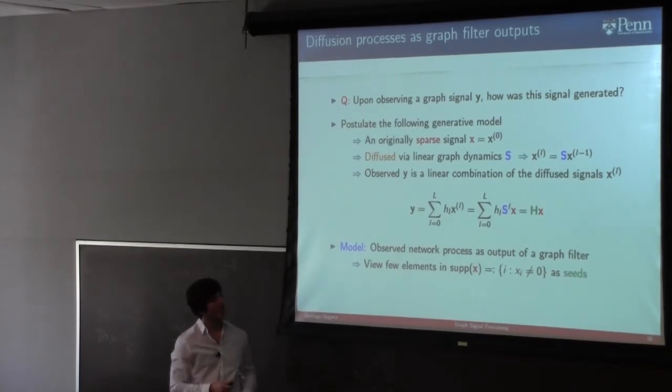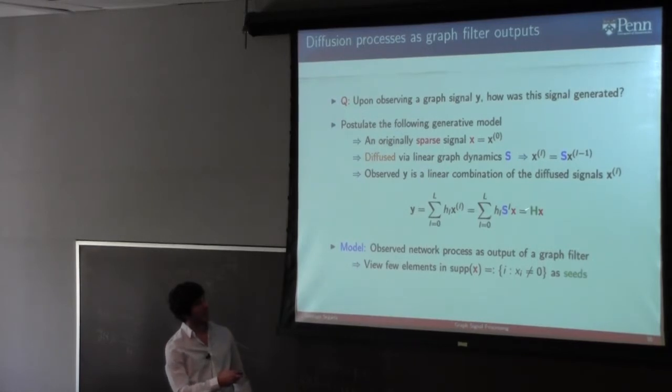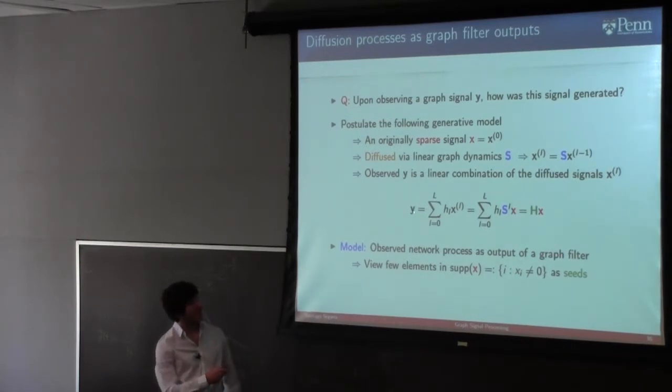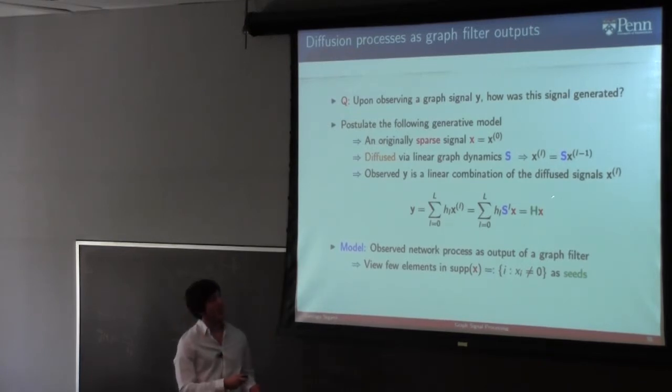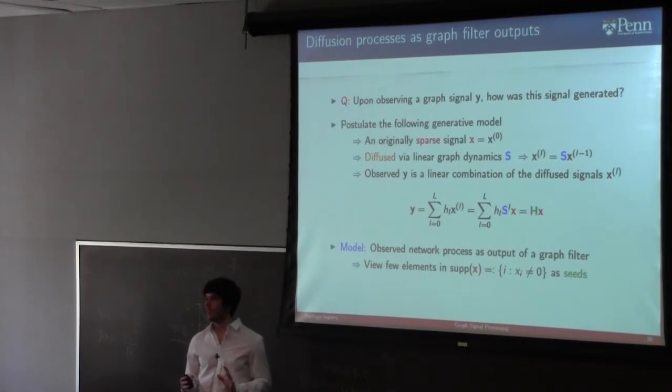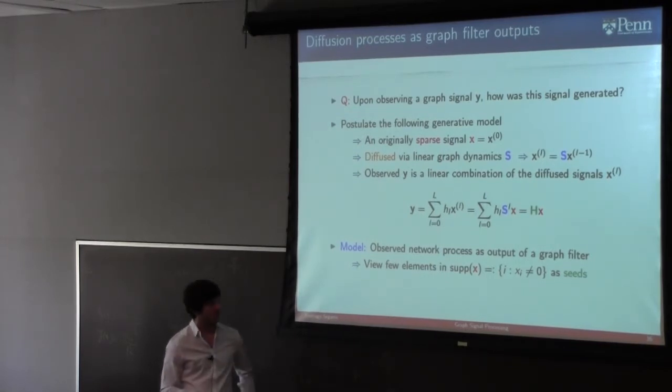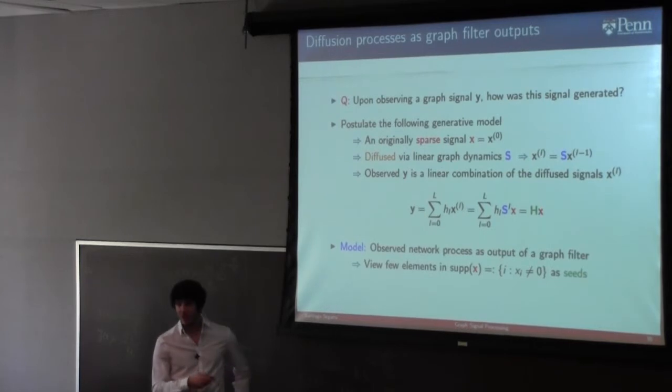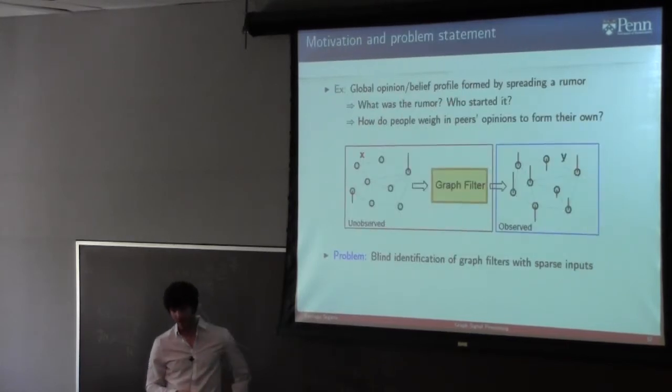Of course, if you write that, it's not a surprise that the thing that appears here is a filter, because it's a local operation. So mainly what we observe is y, which is the filter output of an originally sparse signal. But we only observe y, we don't know anything else. And the idea would be, let's try to find h and x from y. That's why blind identification has to do with blind deconvolution in time, for time signals.